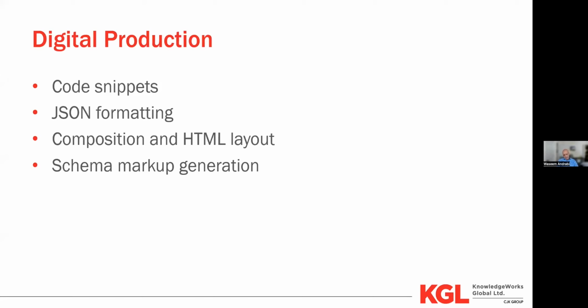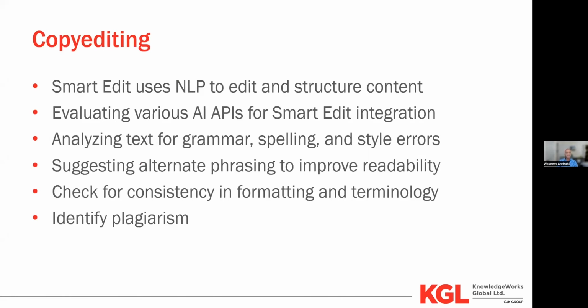From a digital production perspective, again, exploratory at this point for most of it, we're looking at writing code snippets, JSON formatting, doing actual composition and evaluating the quality of the composition to avoid things like widows and orphans and the placement of images and those types of activities, HTML layout, and also schema markup generation. So again, all of this is in exploratory stage right now for us.